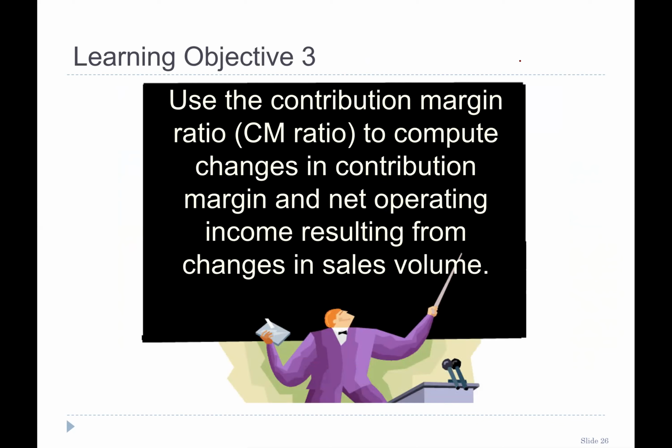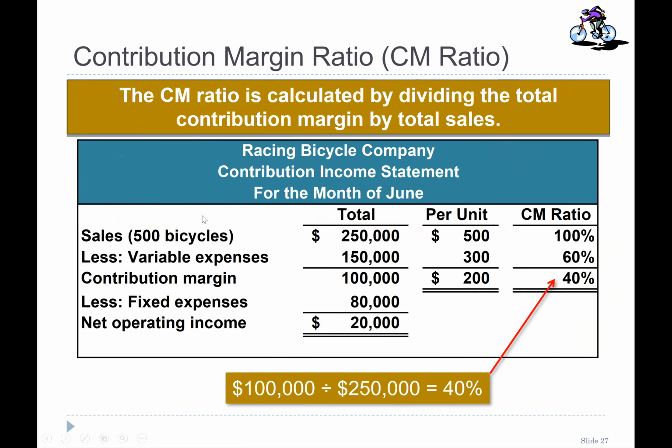Our third learning objective is to use contribution margin ratio to compute changes in contribution margin and net income resulting from changes in sales volume. Let's just talk about this. How can we find out the ratio? So remember, ratio is everything divided by sales. Simple. So contribution margin ratio is contribution margin divided by sales. Variable expense ratio is variable expense divided by sales, either per unit or in total.